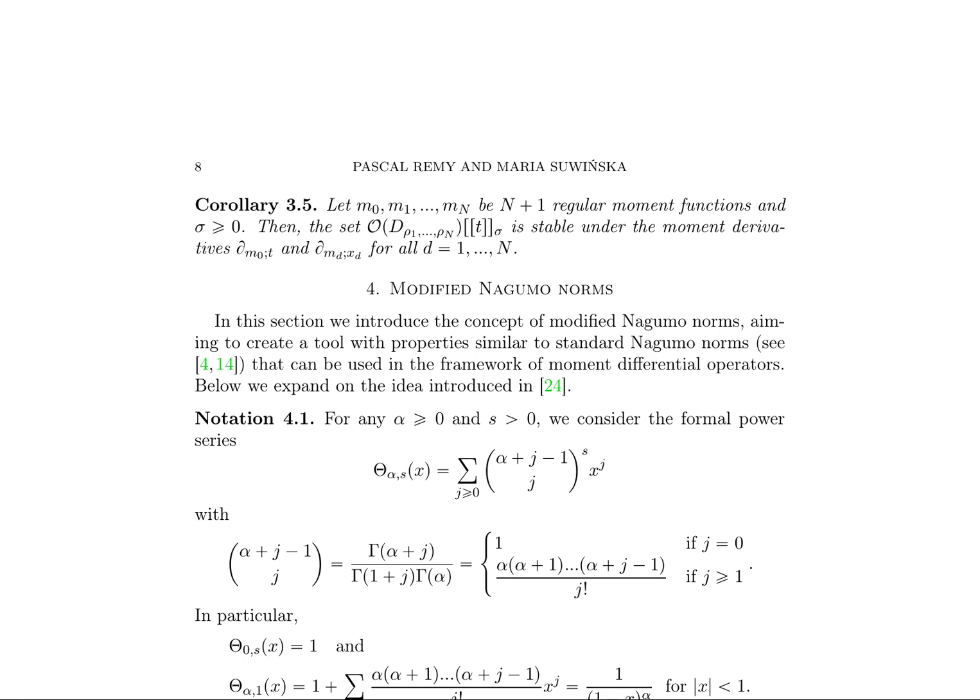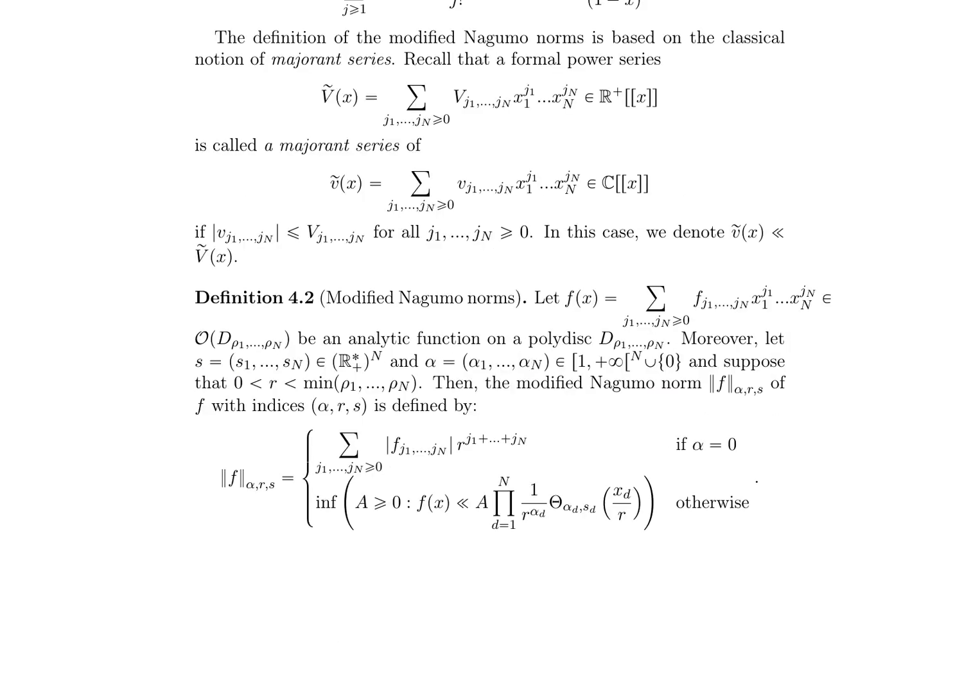The definition of the modified Nagumo norm involves the power series and the majorant series. The power series is a formal series of the form sigma Cj Pj, where Cj are the Taylor coefficients of the analytic function, and Pj are positive real numbers. The majorant series, on the other hand, is a series of the form sigma Cj z^j, where z is a complex variable. The indices p, alpha, r, and s play a crucial role in the definition of the modified Nagumo norm.